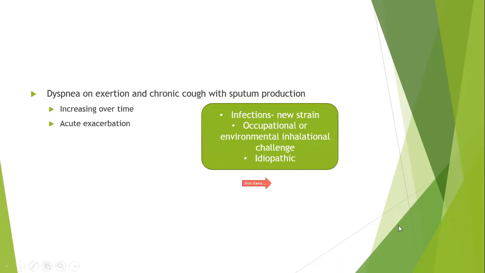So what causes an acute exacerbation? He can get a lung infection, especially if it is a new strain of virus or bacteria he has not been previously exposed to. It can be an occupational or environmental inhalation challenge. If he suddenly moves to a more polluted city, then he can present with exacerbation. Or in many cases, the exacerbations are idiopathic. No one knows why there is an exacerbation, but he presents with one. Next slide.